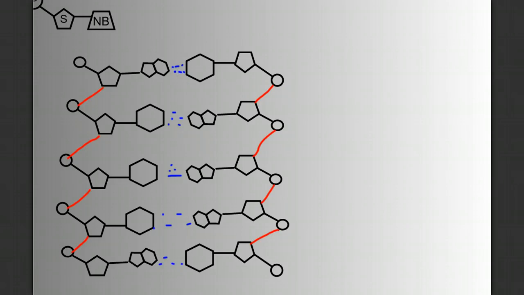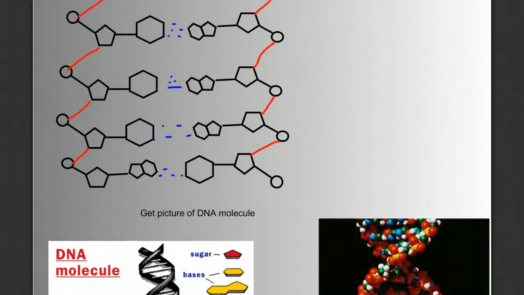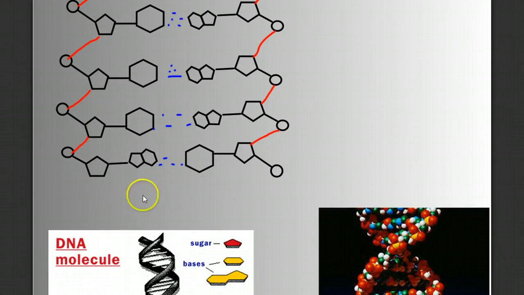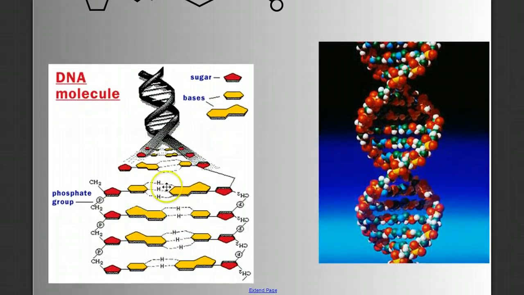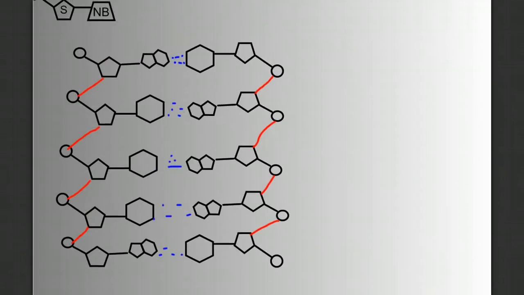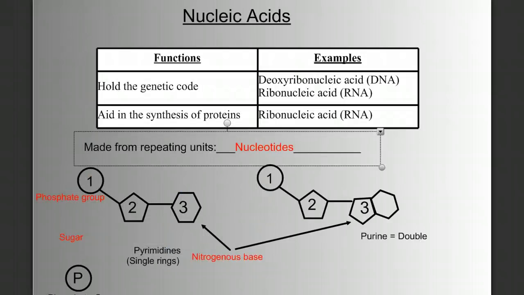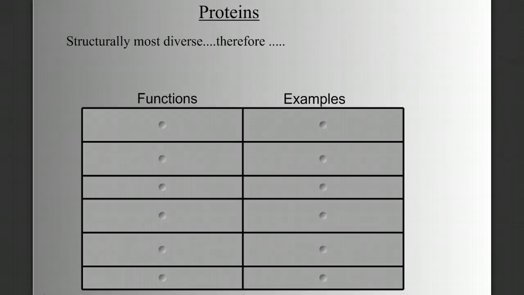Like I said, we'll spend a lot more time on this in our unit on DNA, but I got the picture. We have some pictures of a DNA molecule here, and again, we'll spend more time on this when we do the DNA unit. But there's our polymer of nucleotides as we're looking at the biomolecule of nucleic acids. Let's move on to proteins.